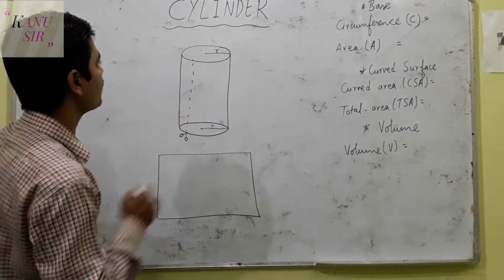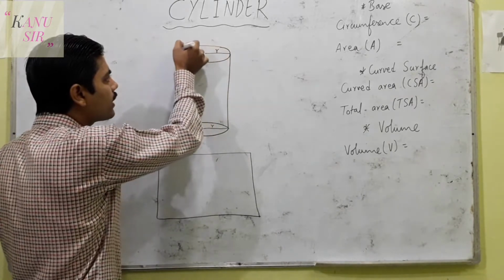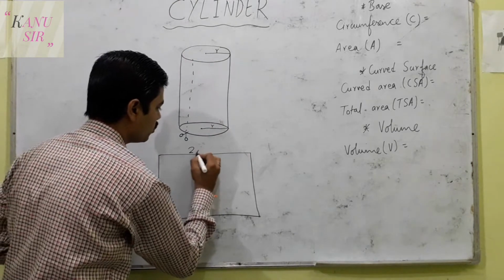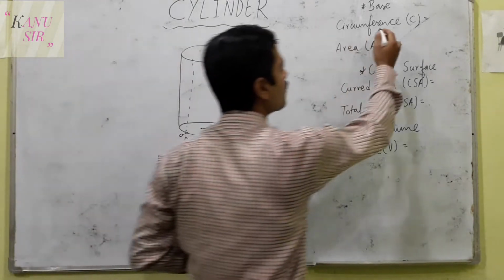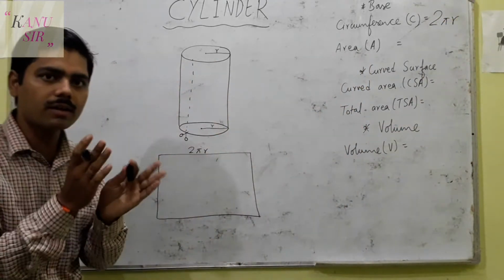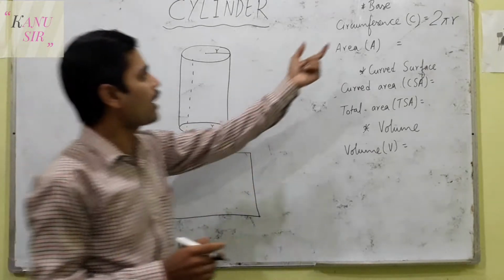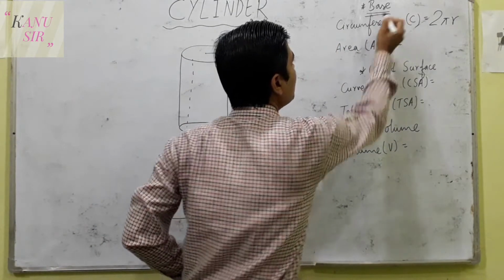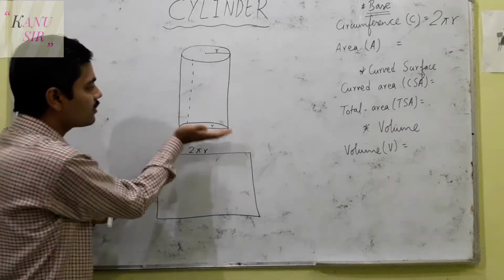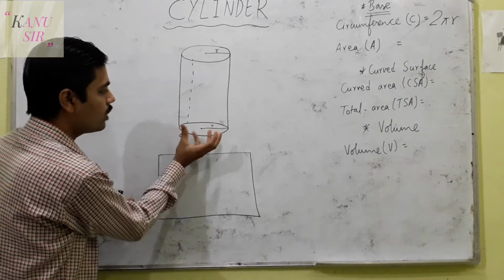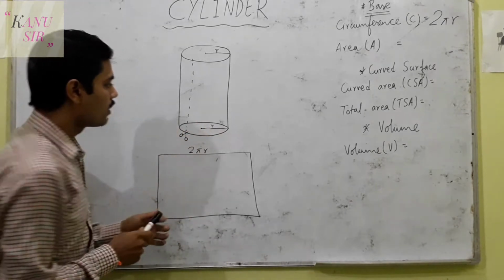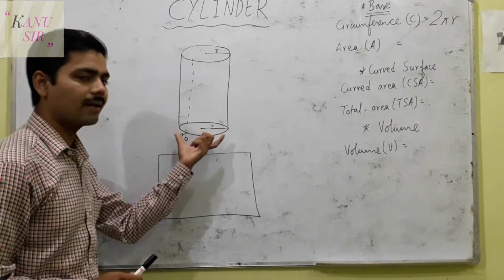Similarly, here also you can consider the circumference of the circle. When it is opened, it looks like 2 pi r. So the circumference of the base is 2 pi r. You must understand, in a circle, I have used the word base here. The meaning of base is that on which the cylinder stands. So the cylinder is standing on a circular base, a circular form.